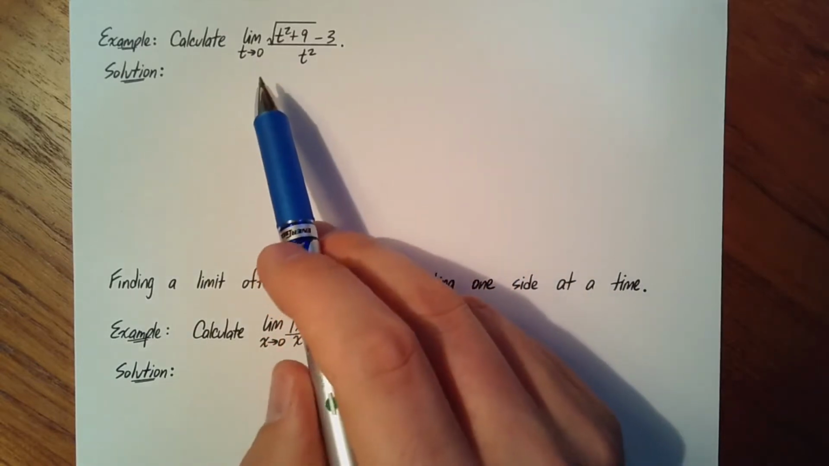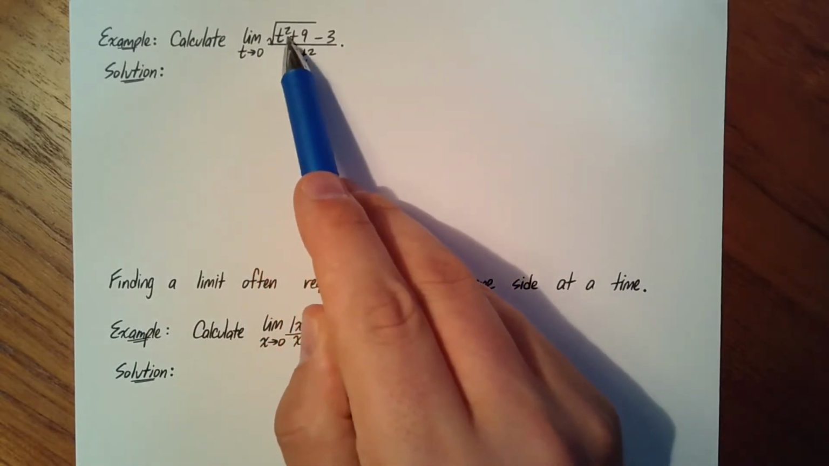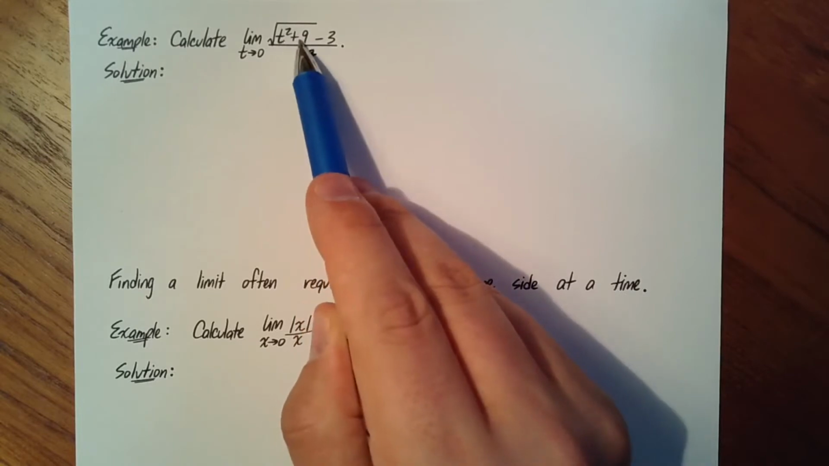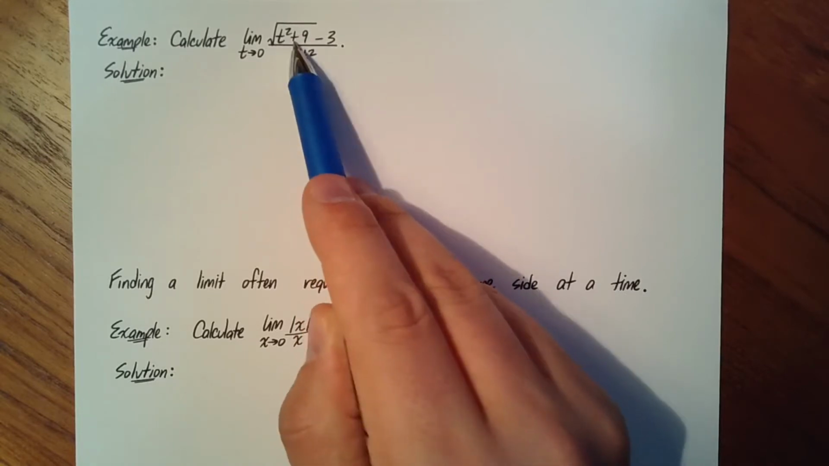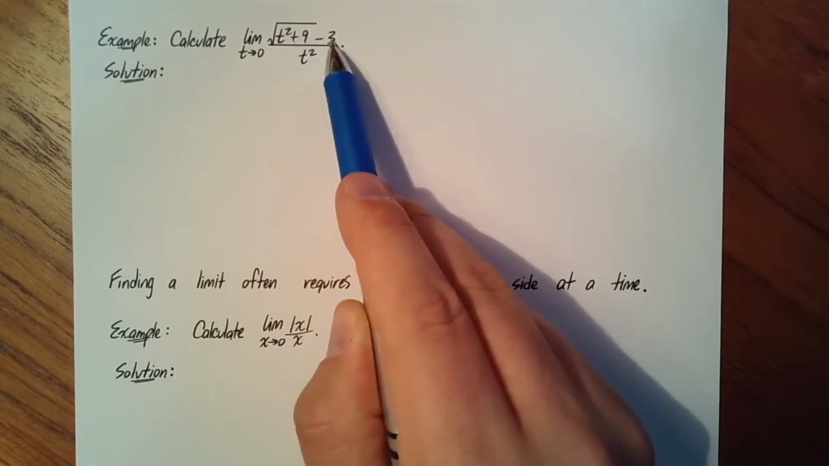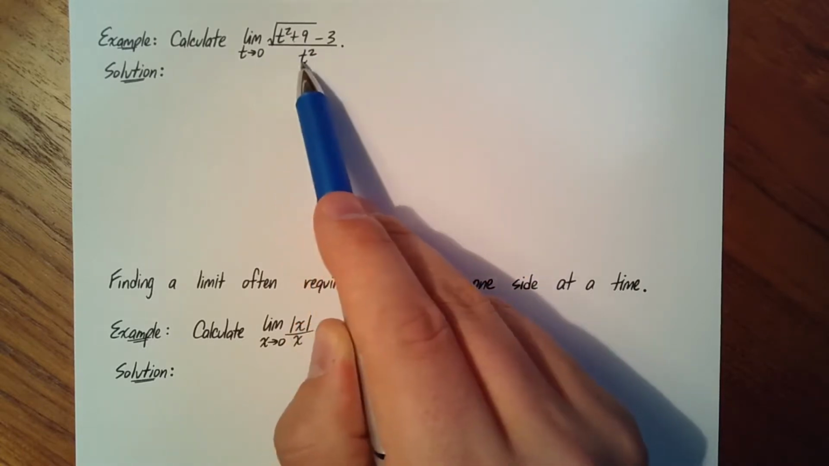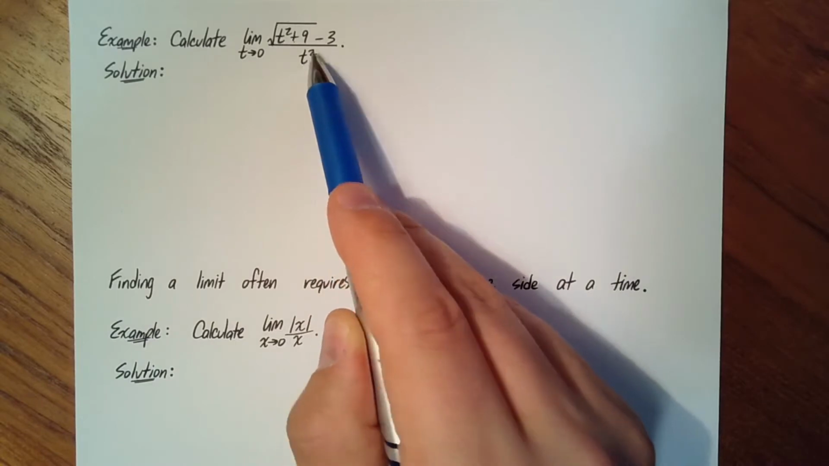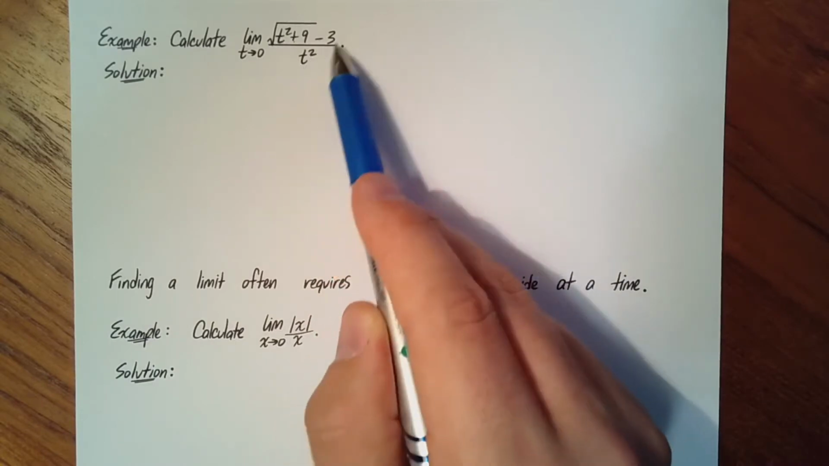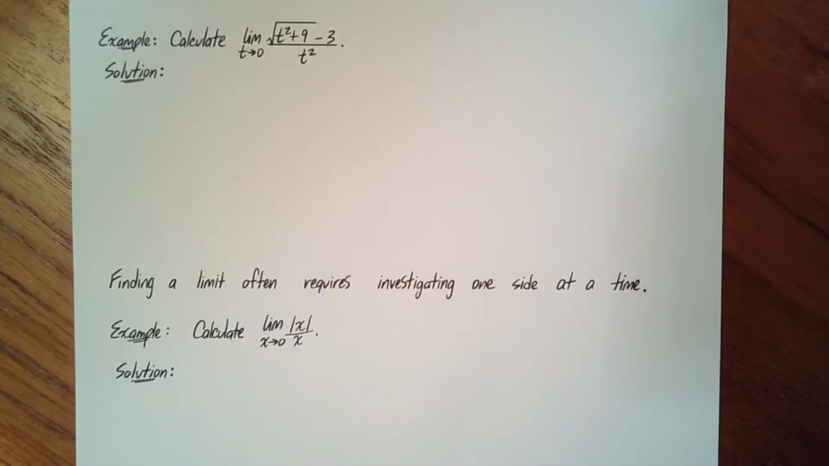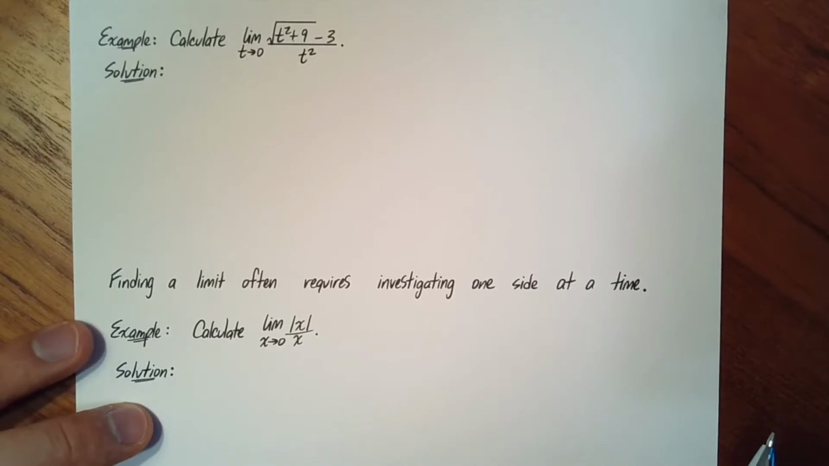If we plug in t equals 0, we would get 0 squared plus 9 underneath the square root. So that would be the square root of 9, which is 3, but then you subtract 3. So the numerator would be 0. And if you plug t equals 0 into the denominator, you'd have 0 squared, which is also 0. So it would be another 0 over 0 type. That doesn't really help us, but it's good to be in the habit of checking at the beginning of your limit calculation. Okay, well, what are we going to do?